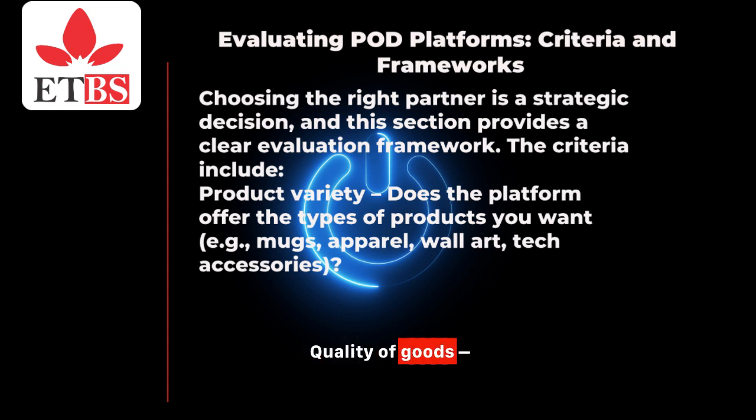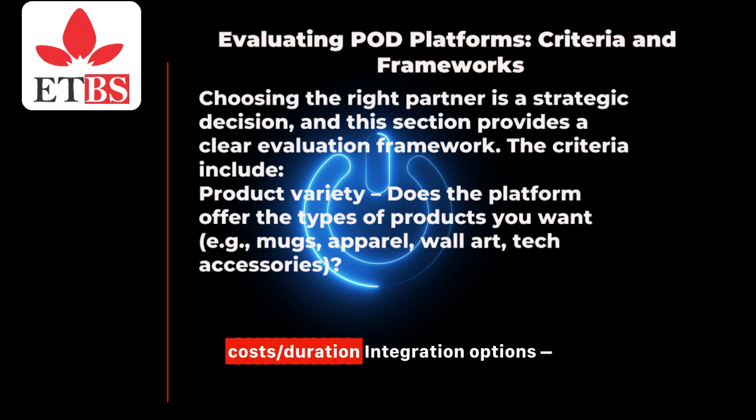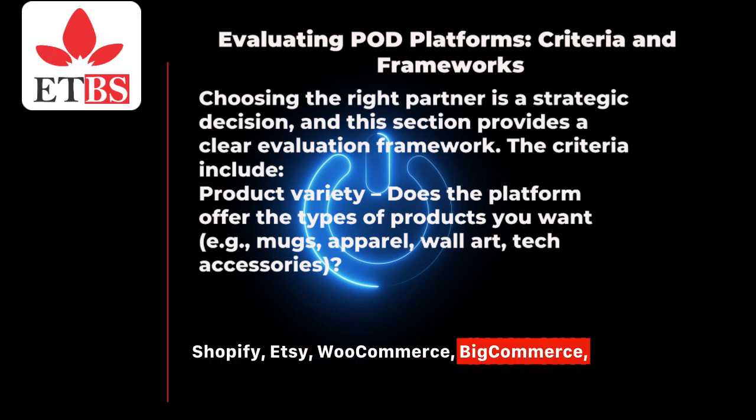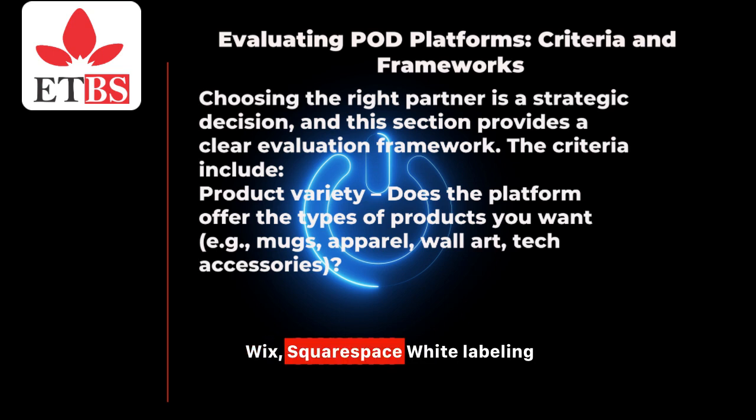Quality of goods: material composition, print finish, matte, glossy, durability, and customer reviews. Print technology: DTG, sublimation, screen printing, embroidery, UV printing, etc. Fulfillment times, from order to shipping. Global reach, warehouses across continents to reduce shipping costs and duration. Integration options: Shopify, Etsy, WooCommerce, BigCommerce, Wix, Squarespace.